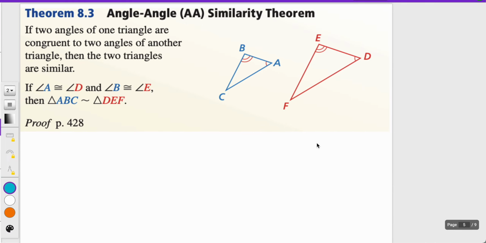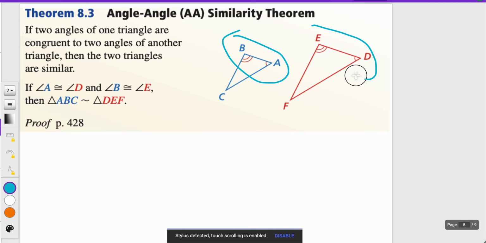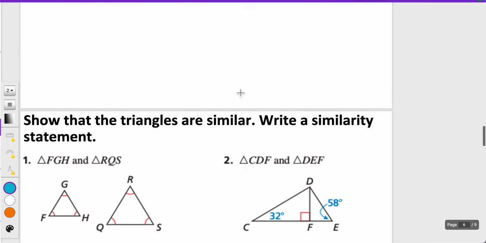We're going to start with theorem 8.3, which is the angle-angle similarity theorem. That just states if two angles of one triangle are congruent to two angles of another triangle, then the two triangles are similar. The reason why we don't have to have a third angle is because by the time you've already decided if these first two angles are equal, then the third one should match, because all triangles have to have 180 degrees and they'd be using the same two angles for that measurement.